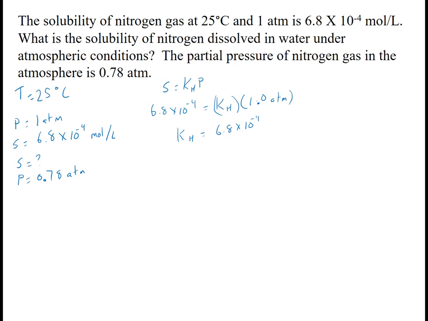Okay. And now I'm going to use this KH to find the solubility that I don't know. So again, same formula. Solubility is now 6.8 times 10 to the minus 4th. But now I'm going to use my new pressure of 0.78, and I get 5.30 times 10 to the minus 3, and that is moles per liter. So the solubility unit is the same as the one given.